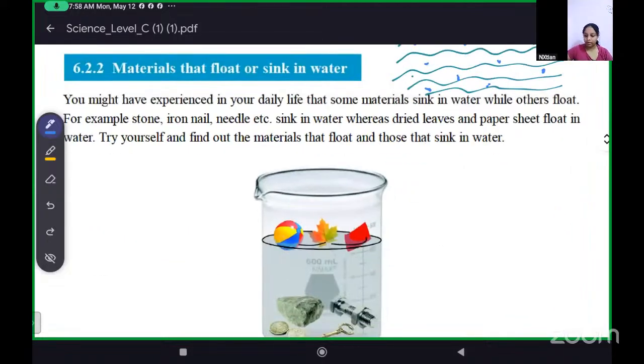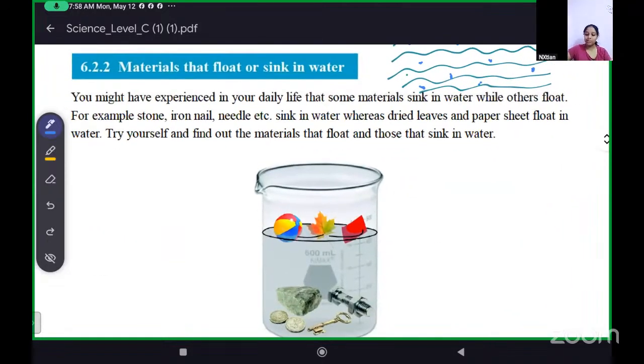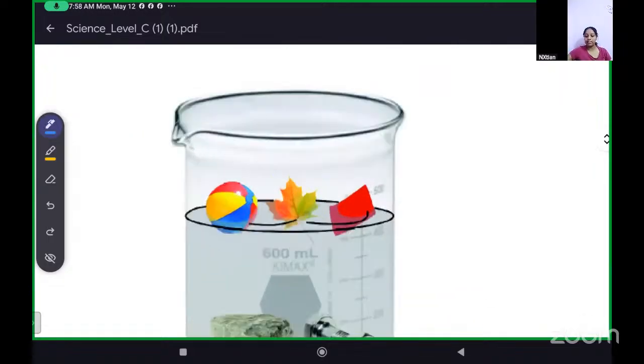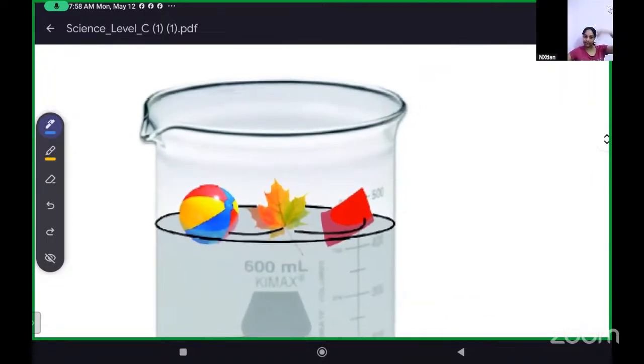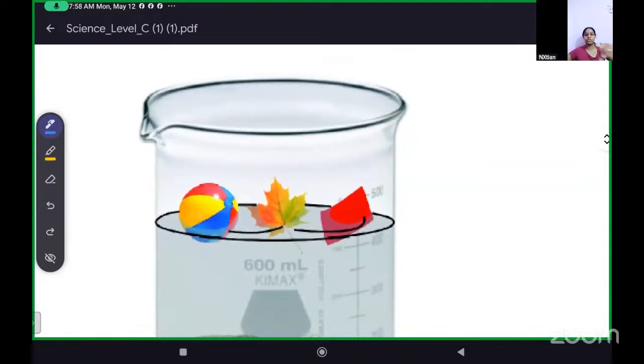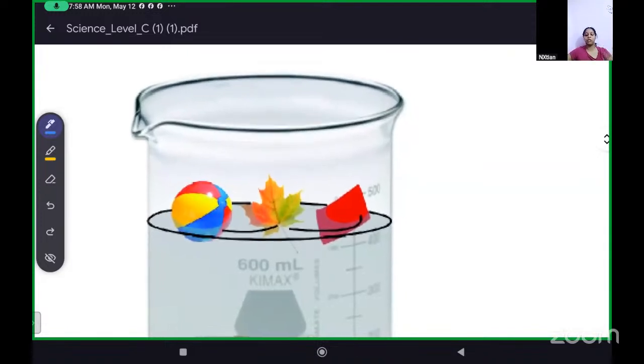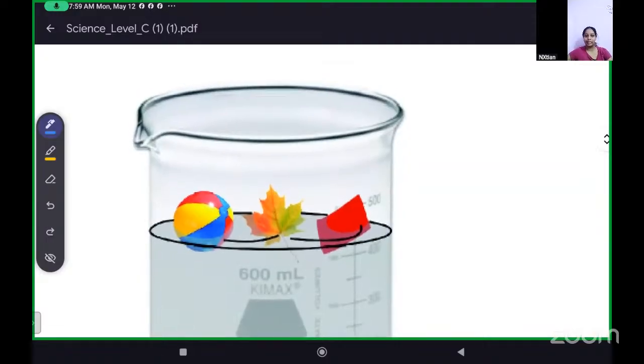Now, materials that float or sink in water. We saw materials that could be soluble or insoluble. Now, materials are classified on the basis of their ability to float or to sink. Floating is when the materials don't go in completely, but just lie on the top layer of water or the liquid.